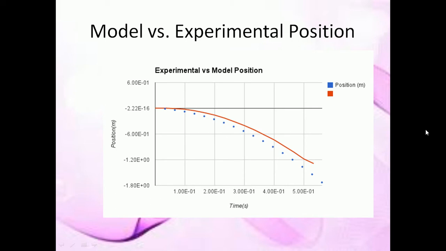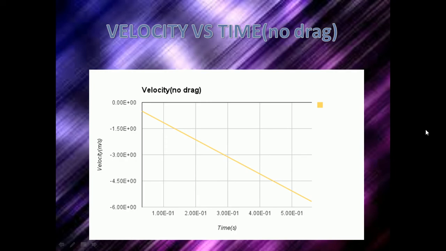Now, we can also use VPython to extract velocity data for this case. Using the extracted velocity data, we can create the following velocity versus time graph of the object ignoring drag. Now, let's see the second case.